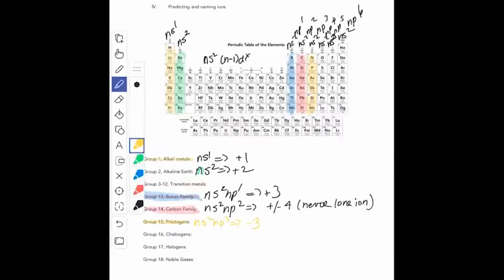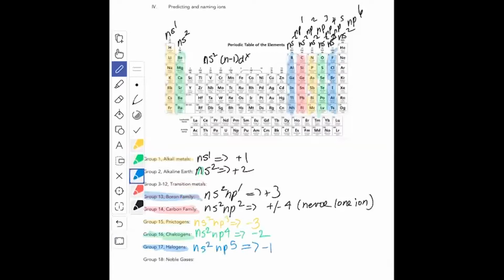As we go from the nitrogens in group 15 to the halogens in group 17, we have 5, 6, and 7 valence electrons, and so we'll see these atoms form -3, -2, and -1 anions when they go for that ns2, np6 valence electron configuration. And finally, the noble gases have 8 valence electrons at ns2, np6, and so they are not reactive.